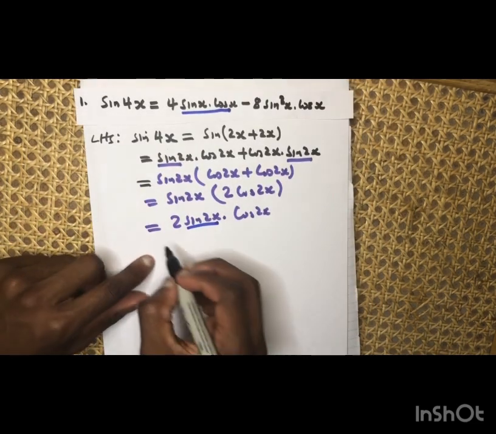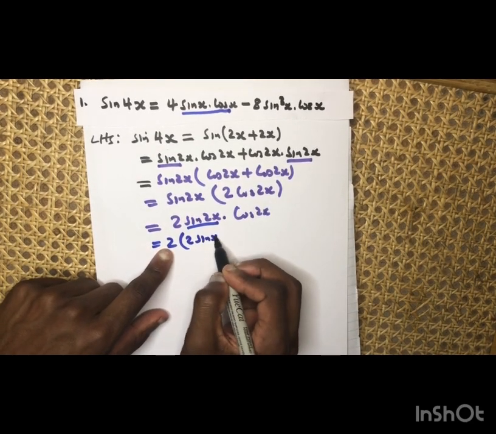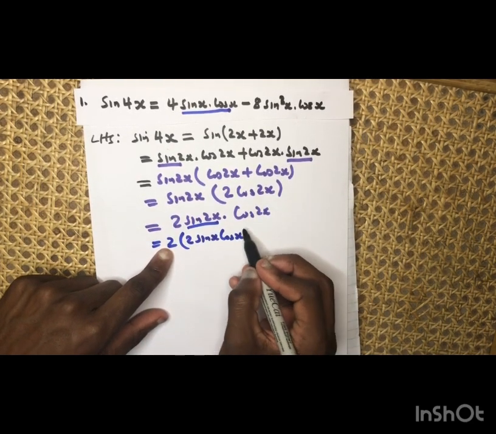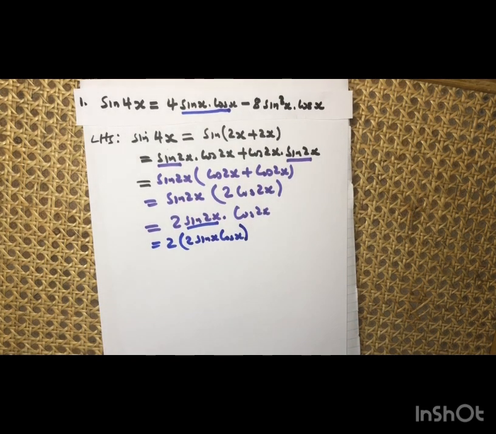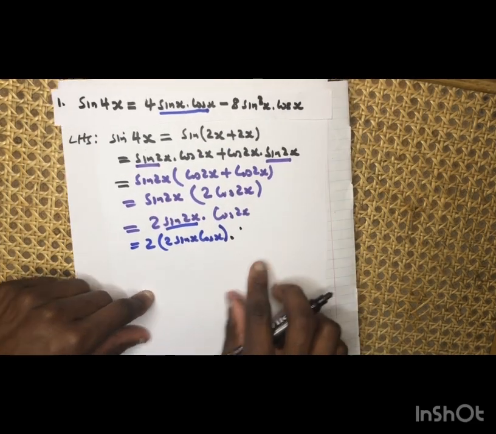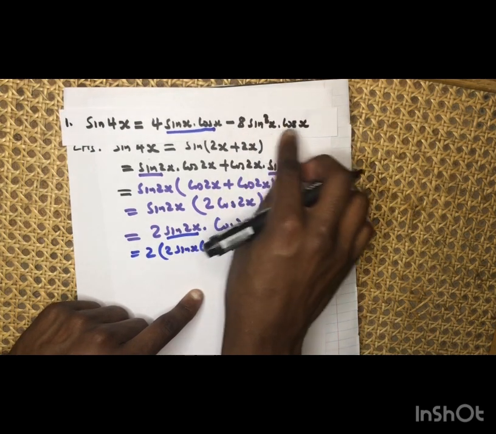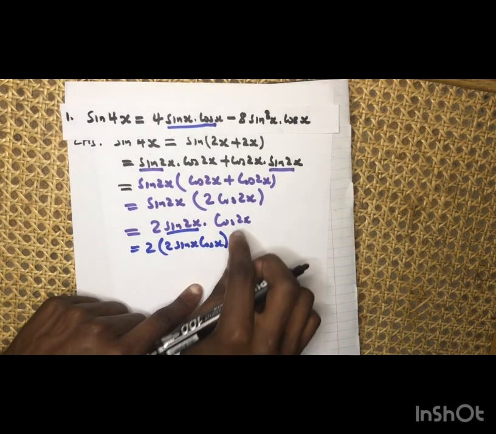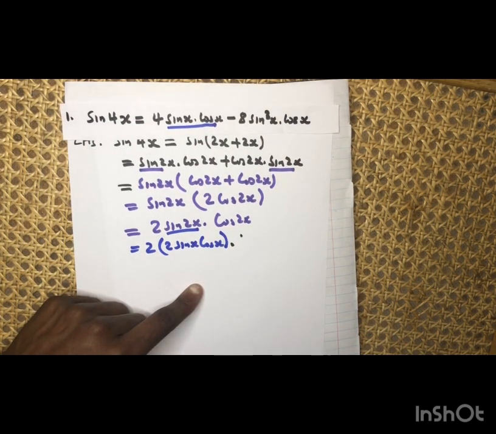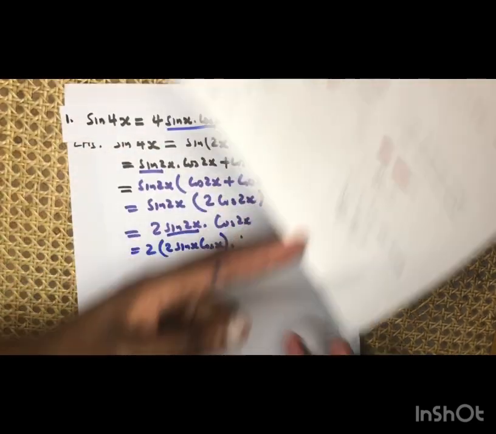So if I'm changing it, it's going to be 2 into, inside is going to be 2 sine x cos x. Then I close the brackets, and then I multiply by this cos 2x. Remember, we don't need cos 2x here. We don't need cos 2x. I have to change cos 2x. But if I change cos 2x, guys, remember we have minus here.